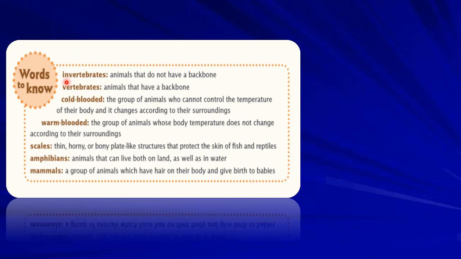Invertebrates: animals that do not have a backbone. Vertebrates: animals that have a backbone. Cold-blooded: the group of animals who cannot control the temperature of the body and it changes according to their surroundings. Can you give an example? Yes, reptiles. Reptiles are cold-blooded animals. And warm-blooded animals like birds and mammals. The definition is: the group of animals whose body temperature does not change according to their surroundings. All right. Scales.